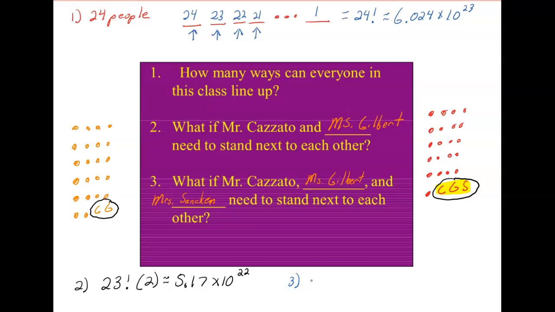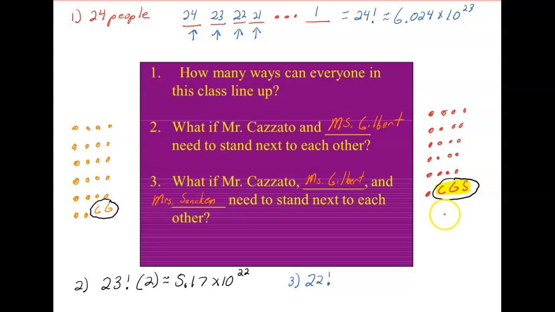So for problem number 23, there are 22 objects lining up: the 21 dots plus the group that is highlighted in yellow. So that would be 22 factorial. But then consider myself, Miss Gilbert, and Mrs. Sankin. How many ways can we be rearranged?